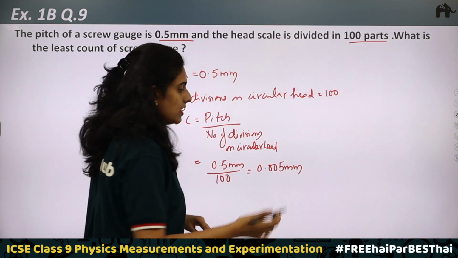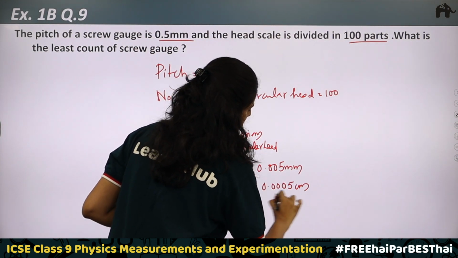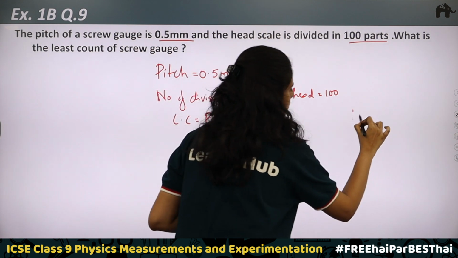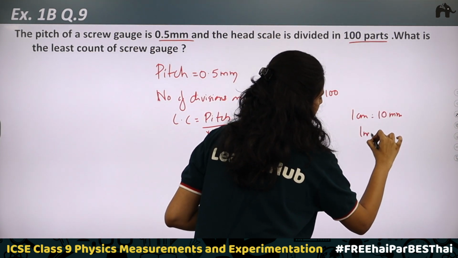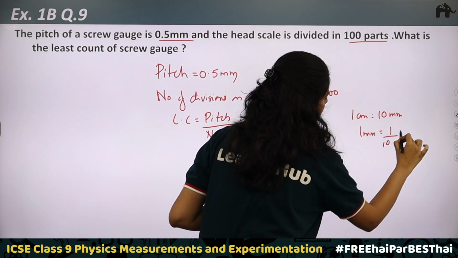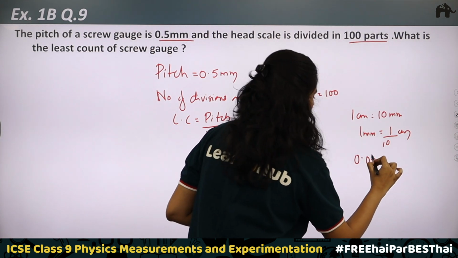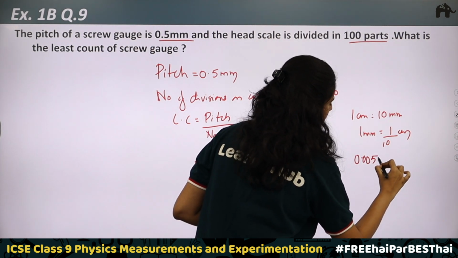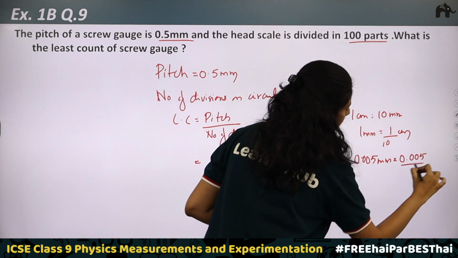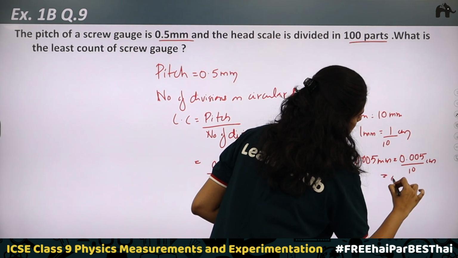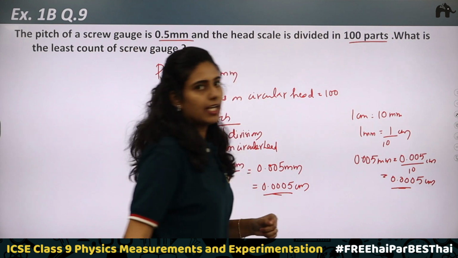If you have to convert it into centimeters, 0.0005 centimeters. Just remember this thing, 1 centimeter is 10 millimeters. Okay, then 1 millimeter will be 1 by 10 centimeter. Here 0.005 millimeters will be equal to 0.005 by 10 centimeter, which is 0.0005 centimeters. Clear?